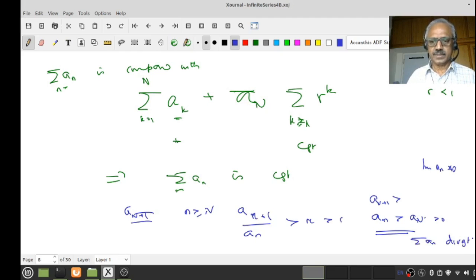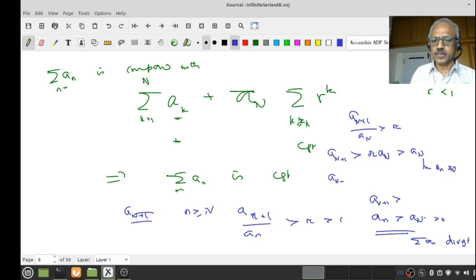Do you understand this? Do you want me to spell it out? This means a_(n+1) by a_n is greater than r. Therefore a_(n+1) is greater than r times a_n. Remember r is greater than 1, therefore it's greater than a_n. And similarly a_(n+2) is greater than r times a_(n+1), that is greater than a_n, and so on. That's it.